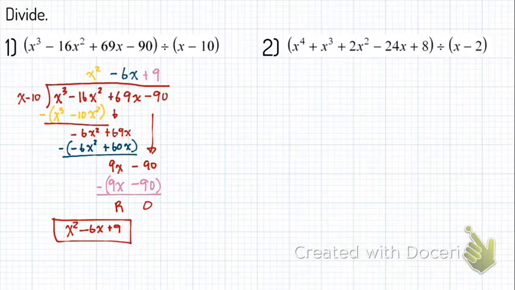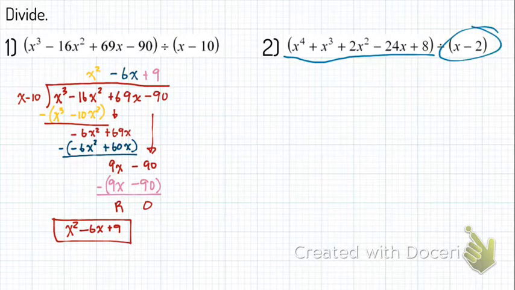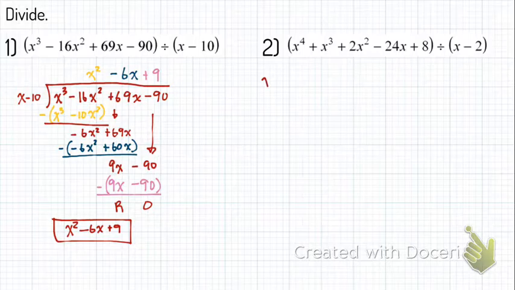Alright, so students should have written this problem down and discussed it, of course. So let's do number 2 now. One more time. Number 2, we have this long problem divided by a binomial. Set up your problem like so.